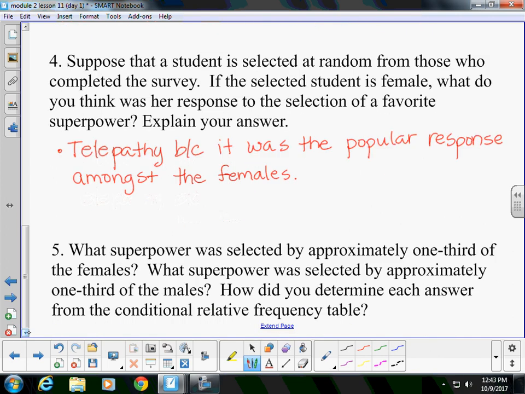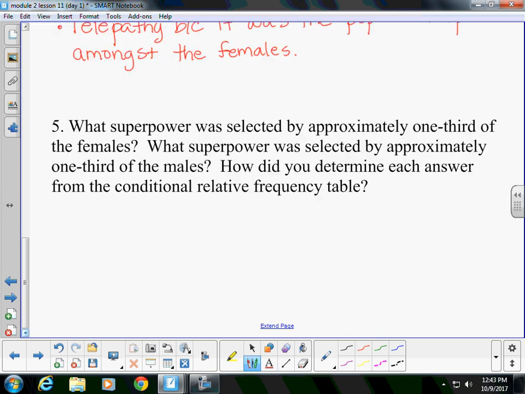What superpower was selected by approximately 1/3 of the females, and what superpower was selected by approximately 1/3 of the males? How did you determine each answer from the row conditional relative frequency? Well, the first thing I would do is take 1/3 and turn that into a decimal to see what I'm working with. 1/3 is approximately 0.333. And now I'm going to look for which answers are closest to that from the table.